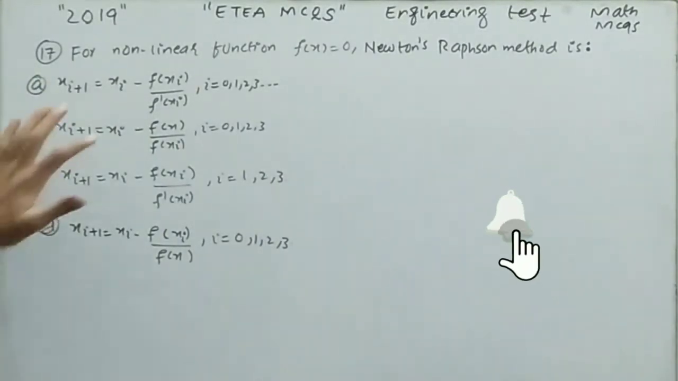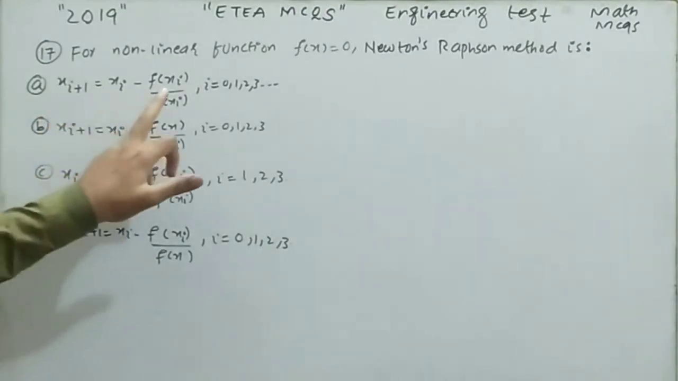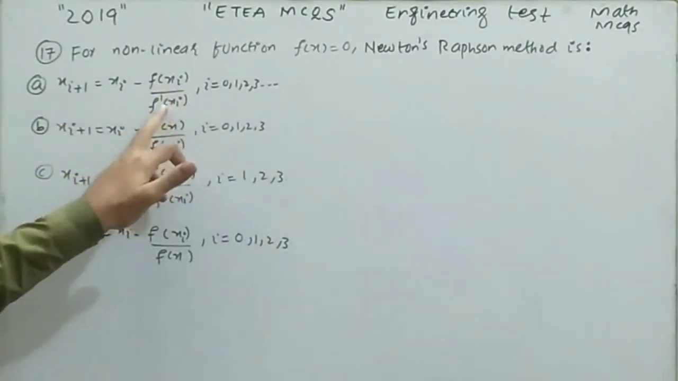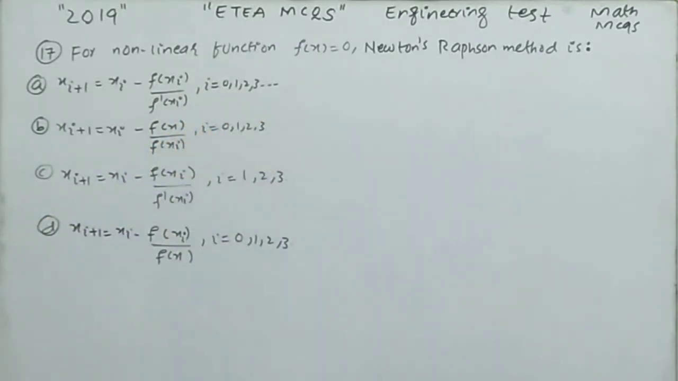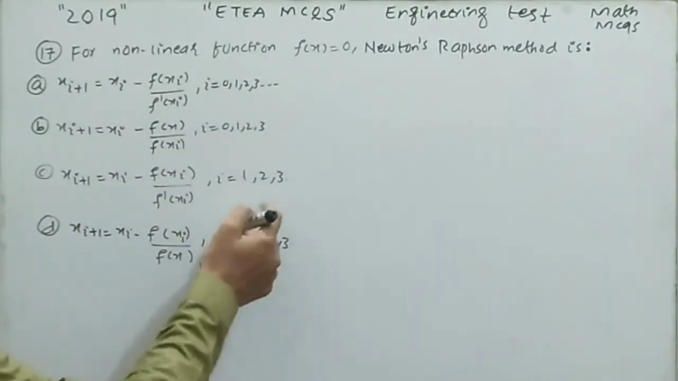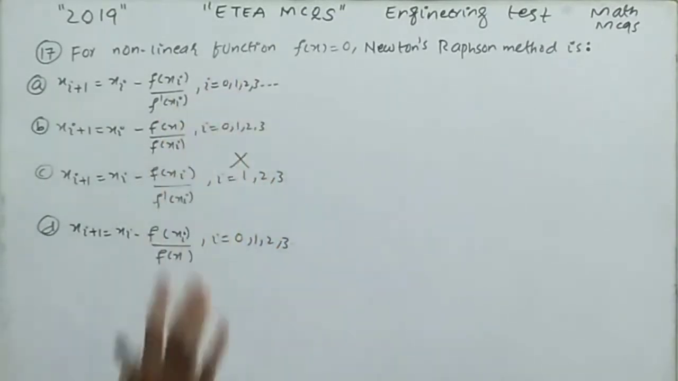The formula is x_{i+1} = x_i - f(x_i) / f'(x_i), where i must start from 0, 1, 2, 3. In option C, it starts from 1, 2, 3, so this is an incorrect option. It must start from 0.